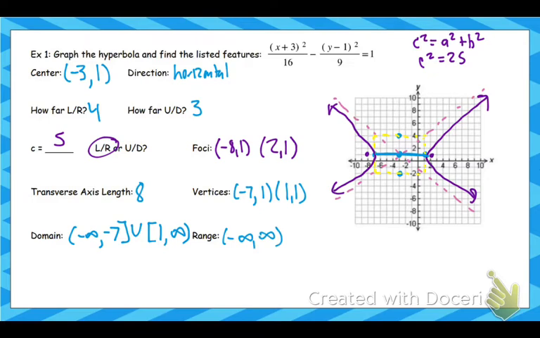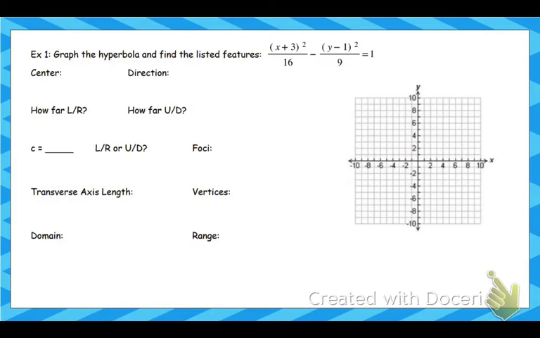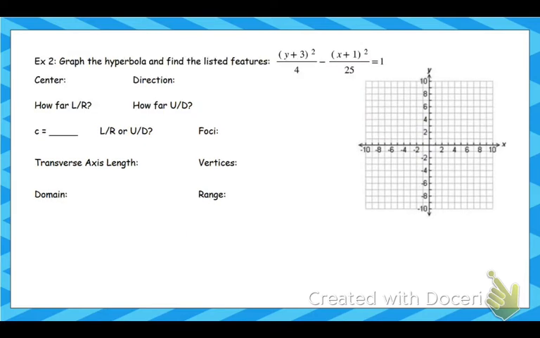All right, let's try another one. So again, we're going to start by plotting the points the same way we would for an ellipse, but we need to be careful because, again, the order here matters. Look for your x's to write your x-coordinate of the center. It's x plus 1, so negative 1 is the x-coordinate, negative 3 is the y-coordinate. So negative 1, negative 3 is my center. Y comes first, so this is going to be vertical. It's going to open up and down.